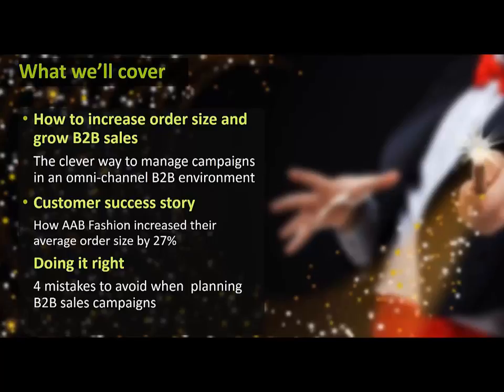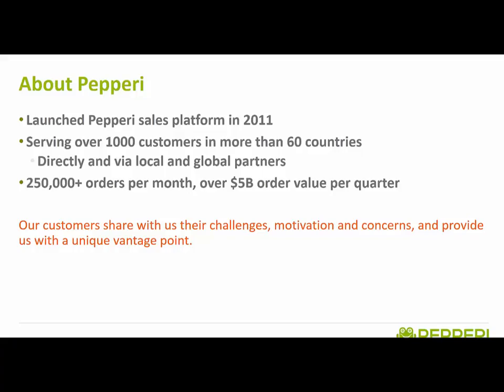We'll start the webinar off by looking at ways to increase order size and grow B2B sales. In this portion of the webinar, we're going to share with you some things that we've learned from our customers, and also some tips and tricks from Professor Dan Ariely's best-selling book, Predictably Irrational. We'll follow up by giving the mic to Lee Silverstone, owner of AAB Fashion in Australia, who is going to share with us the way he increased order size and revenue in general. Lee has been doing some very clever things with clever campaigns, and we're always amazed by his new ideas. We'll conclude by looking at the 4 mistakes that you need to avoid when planning your B2B sales campaigns.